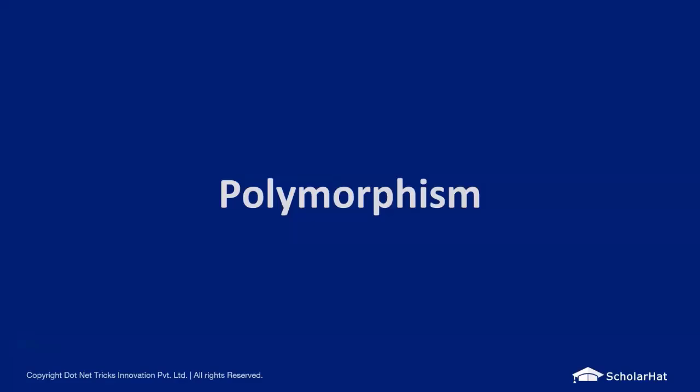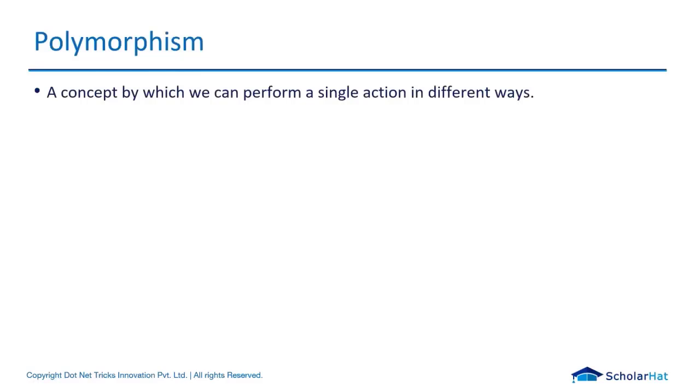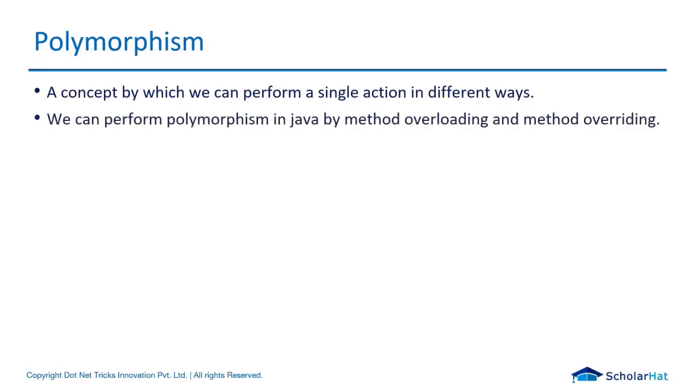Today in this session I am going to talk about polymorphism, which is one of the most important concepts of object oriented programming. Polymorphism is a word made up of two parts, poly and morpho, where poly means many and morpho means forms. Polymorphism in Java can be achieved in two different ways, known as method overloading and method overriding. We also call it compile time polymorphism and runtime polymorphism.